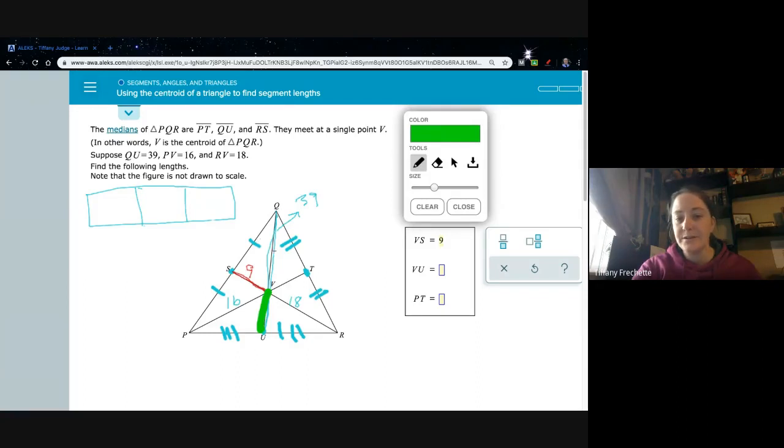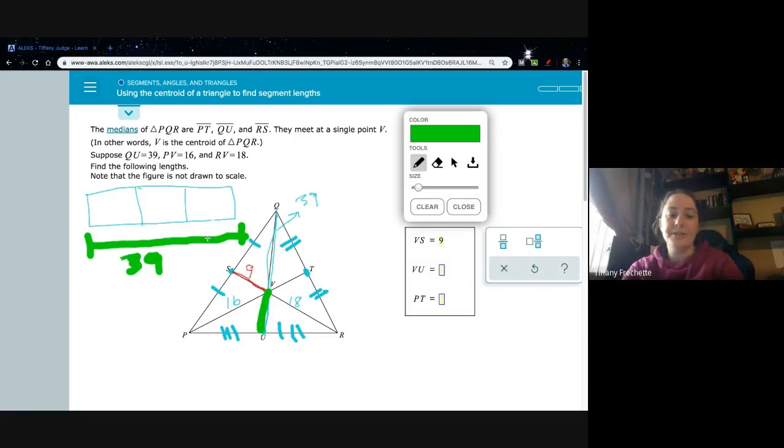And remember they told us the whole thing that I marked in blue here was 39. So the whole thing is 39. That's a little too big for my marker. I want to divide that up into 3 equal pieces. So I divide by 3 and I get 1 and 3, because 3 goes into 3 once, goes into 9 3 times. So I know each piece has to be 13. So each one of the thirds is 13.